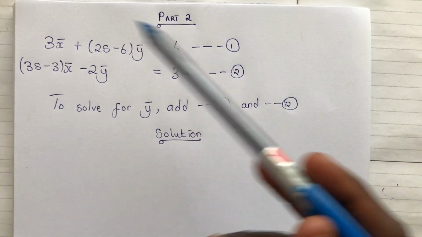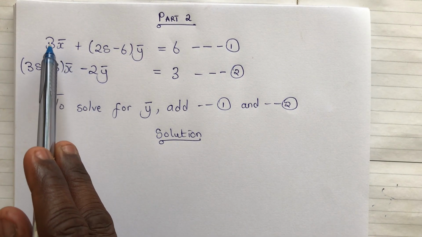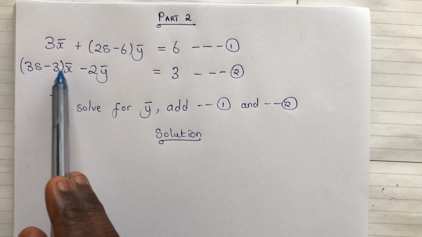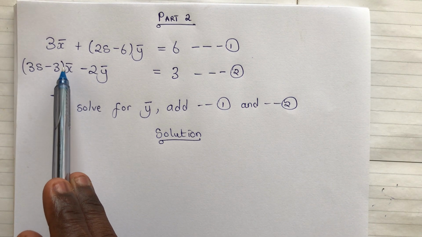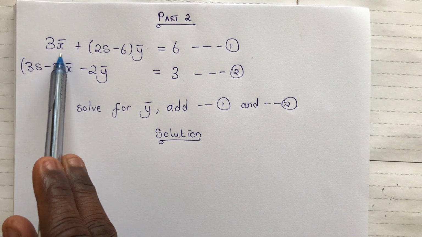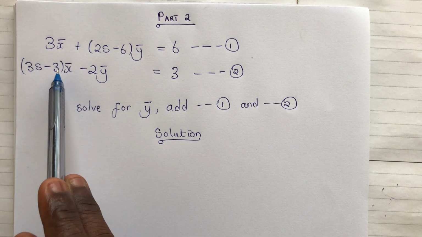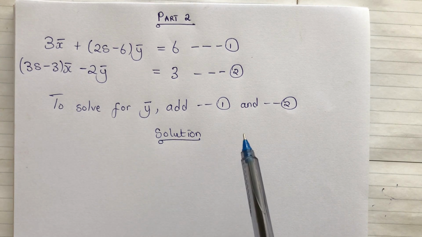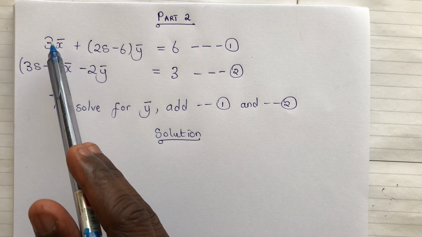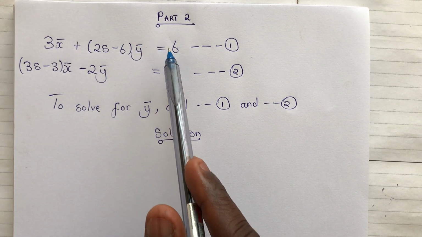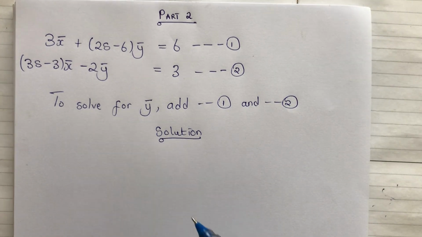So these are the two equations on that first paper, and we have x bar here, 3x bar here. If I open the bracket here, this will be 3s x bar minus 3x bar. There is another 3x bar here, so I can eliminate this one and this one, which is this negative 3x bar. So to be able to eliminate this 3x bar, I need to add both equation 1 and what? 2. So let's do that and see the result.